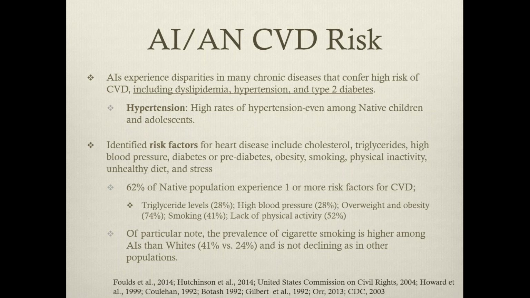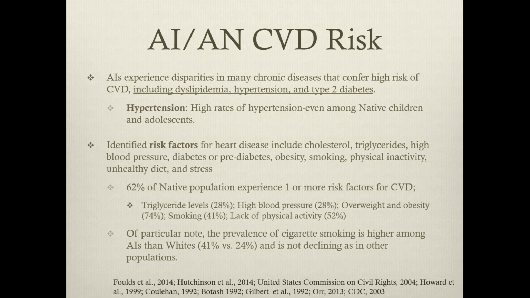Then there are quite a lot of risk factors for heart disease. You can look at the Framingham risk factors. And for all of those things, like high blood pressure, high cholesterol, physical inactivity, smoking, Native people are at increased risk. 28% of Native people in a study over 7 tribes had one of these risk factors, so that would be high blood pressure, high cholesterol. 74% of Native people were overweight or obese. 41% smoked, and 52% lacked appropriate physical activity.